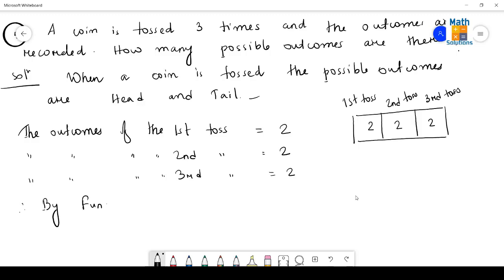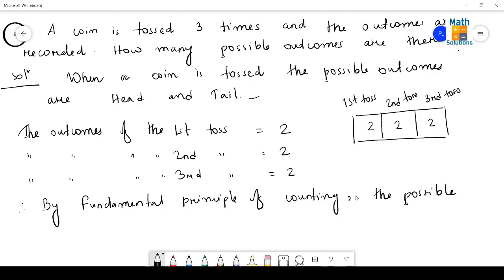By fundamental principle of counting, the possible outcomes are, what will it be? These 3 quantities we have to multiply. 2 into 2 into 2, the result is 8, and this is the answer.